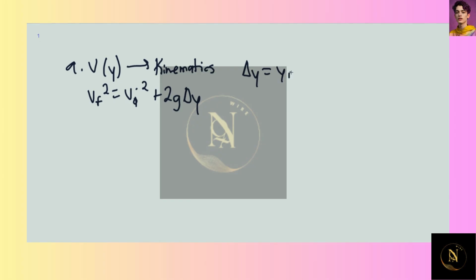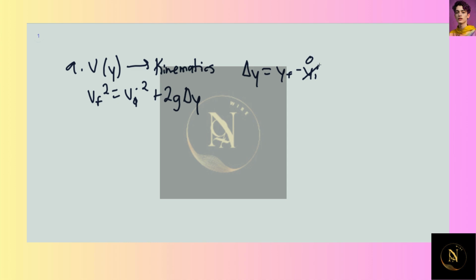For part A, they want us to find the velocity as a function of y. We're going to use kinematics because this is the easiest way to solve for this. We have the kinematic equation: velocity final squared equals velocity initial squared plus 2g change in y. Change in y is simply y final minus y initial.